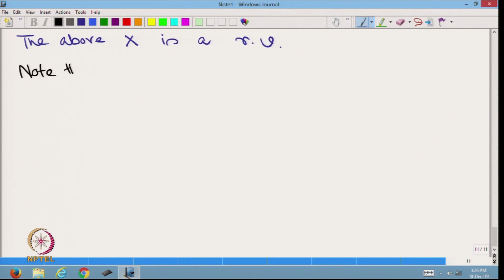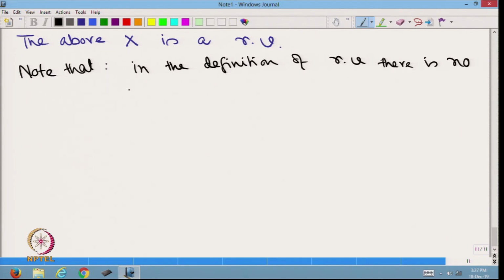Note that in the definition of a random variable, there is no notion of probability. So, when we talk about a random variable as a mapping, we are not discussing probability at all.